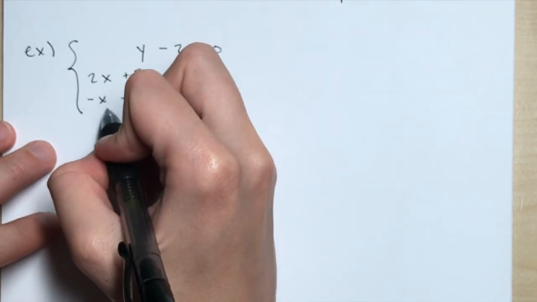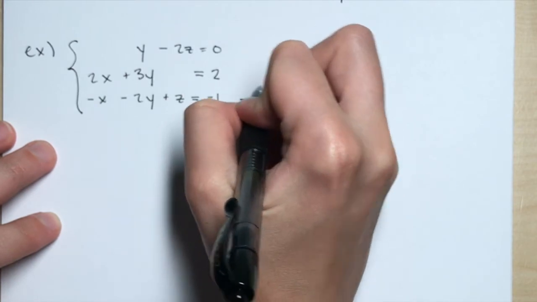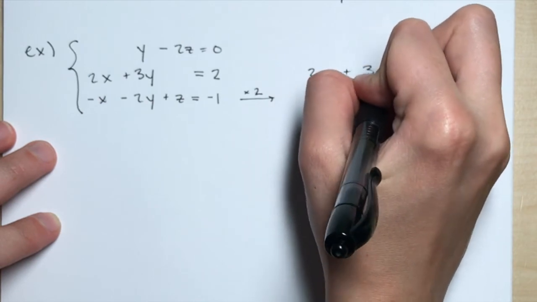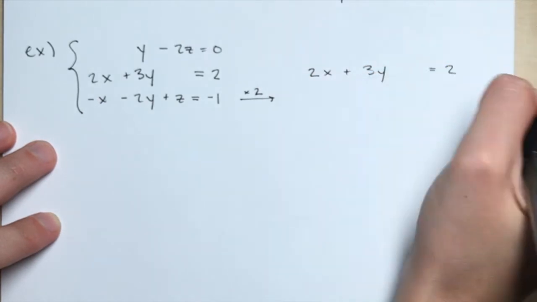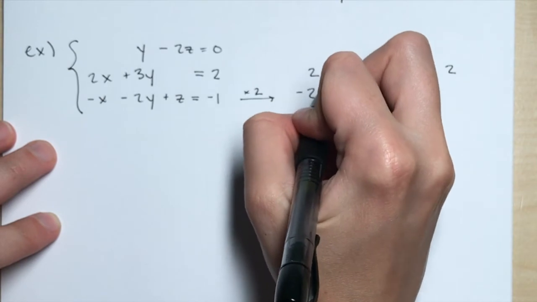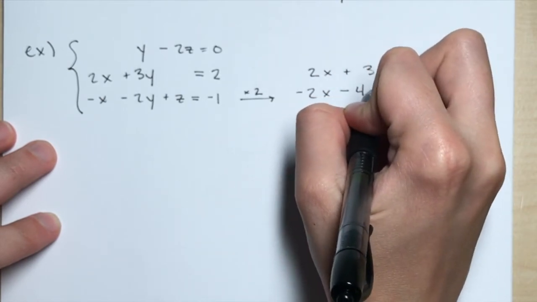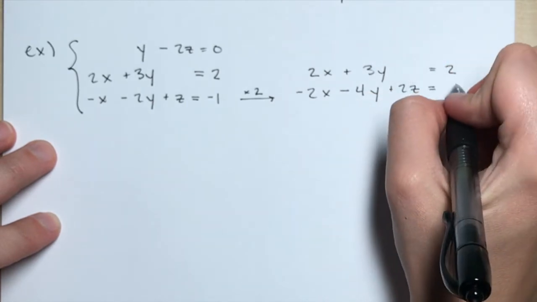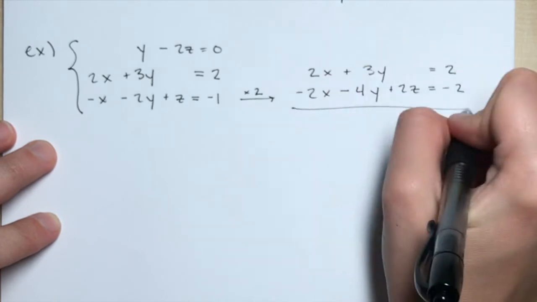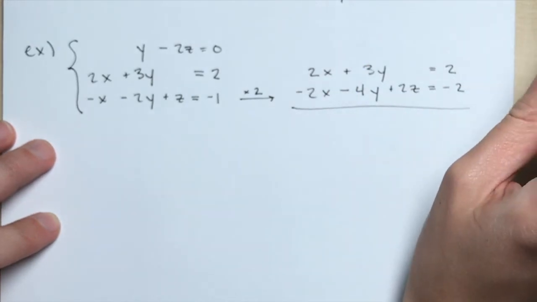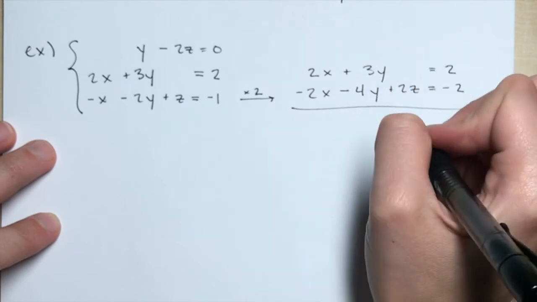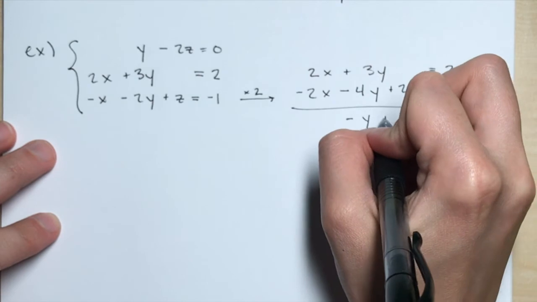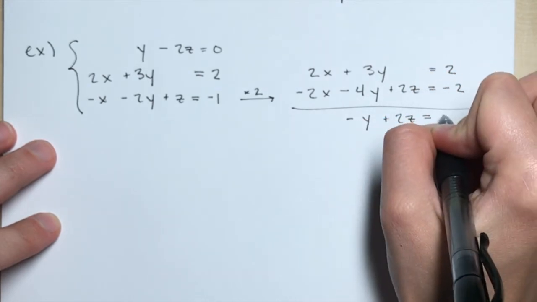How can we make this negative 2x? Well, we just have to multiply by 2. So I've got 2x plus 3y equals 2. And I've got negative 2x minus 4y plus 2z equals negative 2. So I end up with 0x minus y plus 2z equals 0.